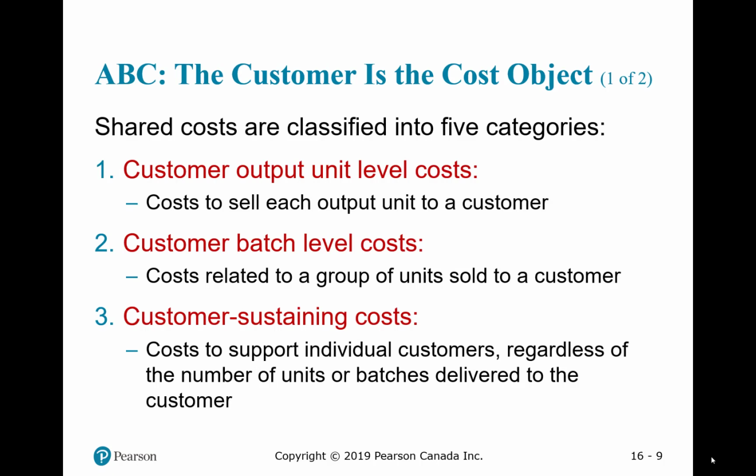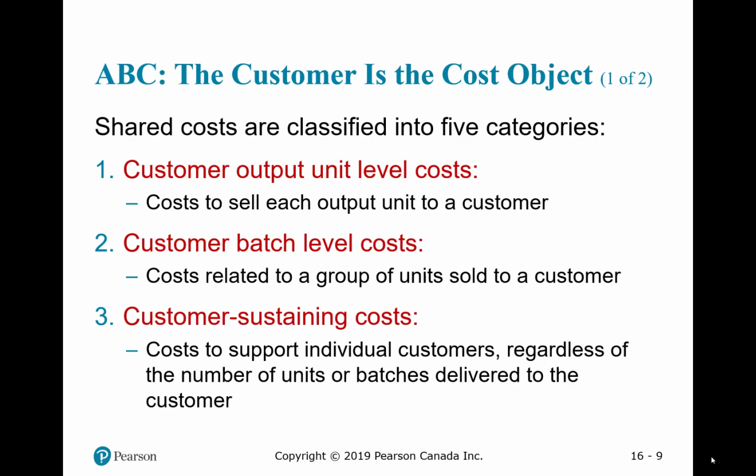Alright, changing gears somewhat, looking at activity-based costing, where the customer themselves are the cost object, we're talking here now about shared costs. And shared costs can be classified into one of 5 categories. The first is the customer output at the unit level. This is a cost to sell each output unit to a customer. This might be product handling for an individual product.